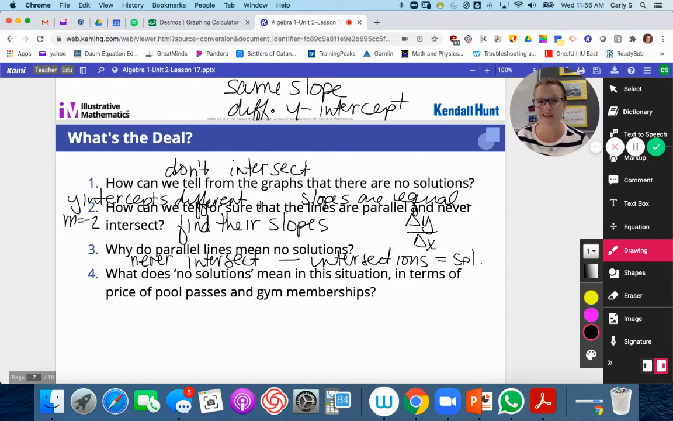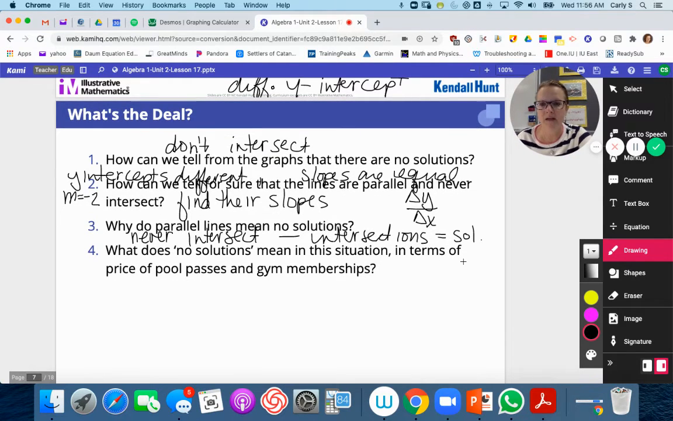Maybe it was an age thing. If you're younger, it's cheaper. I don't know. But for this one, the prices for a pool pass and for a gym membership are different for the two purchases.